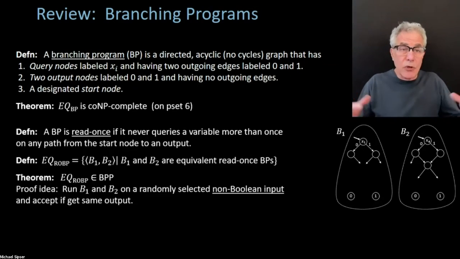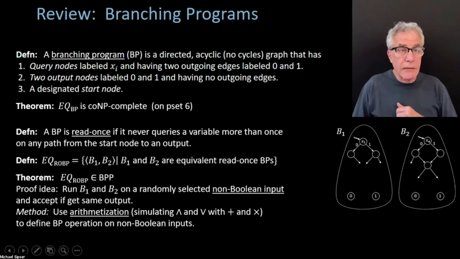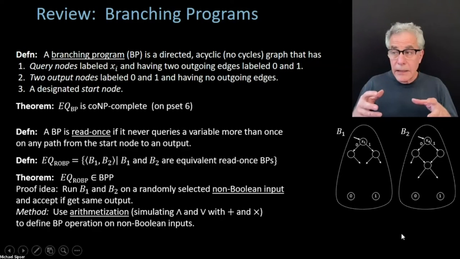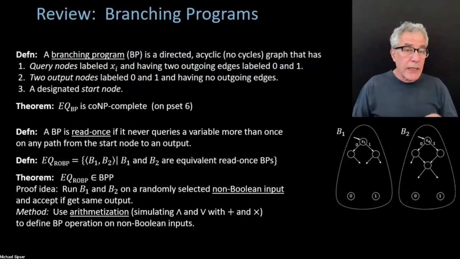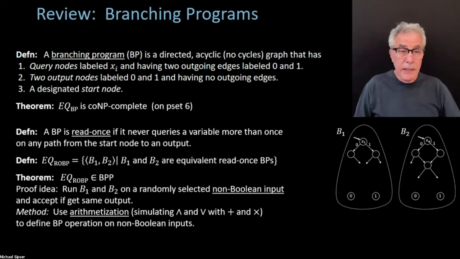So somehow by expanding the domain of possibilities, you're going to better your chance of getting the right answer very significantly. Okay, so even though these two branching programs might agree on almost all of the Boolean inputs, we're going to show that by doing this arithmetization, so this is the method, if they're really not equivalent, they're going to differ almost all of the time on the expanded domain. Okay, and then we have to prove that. That's where today's work is going to be.